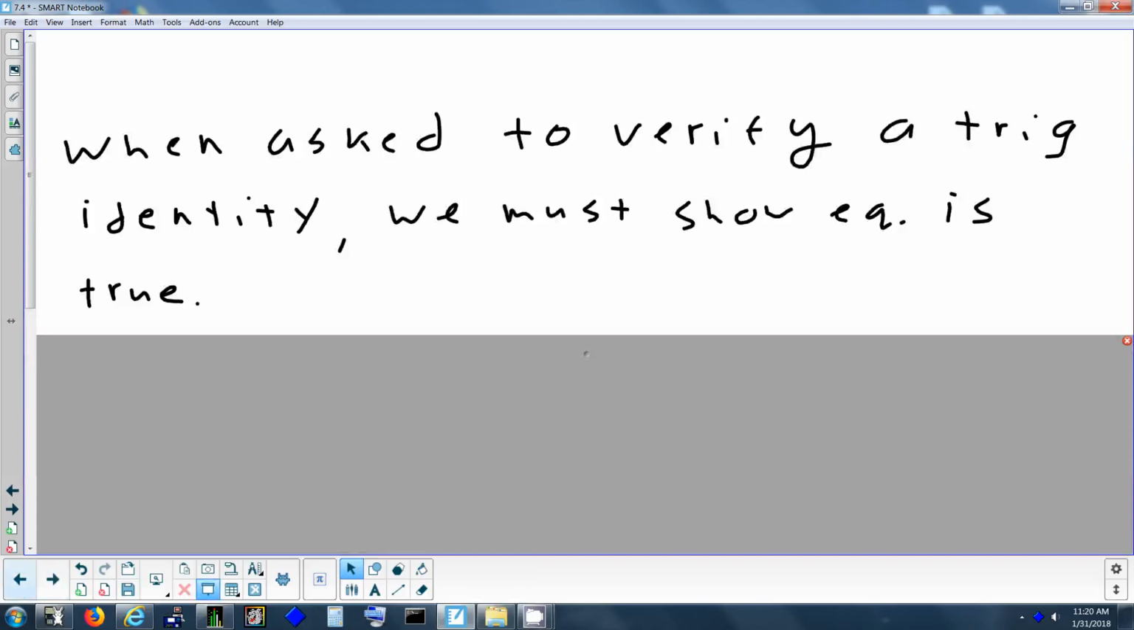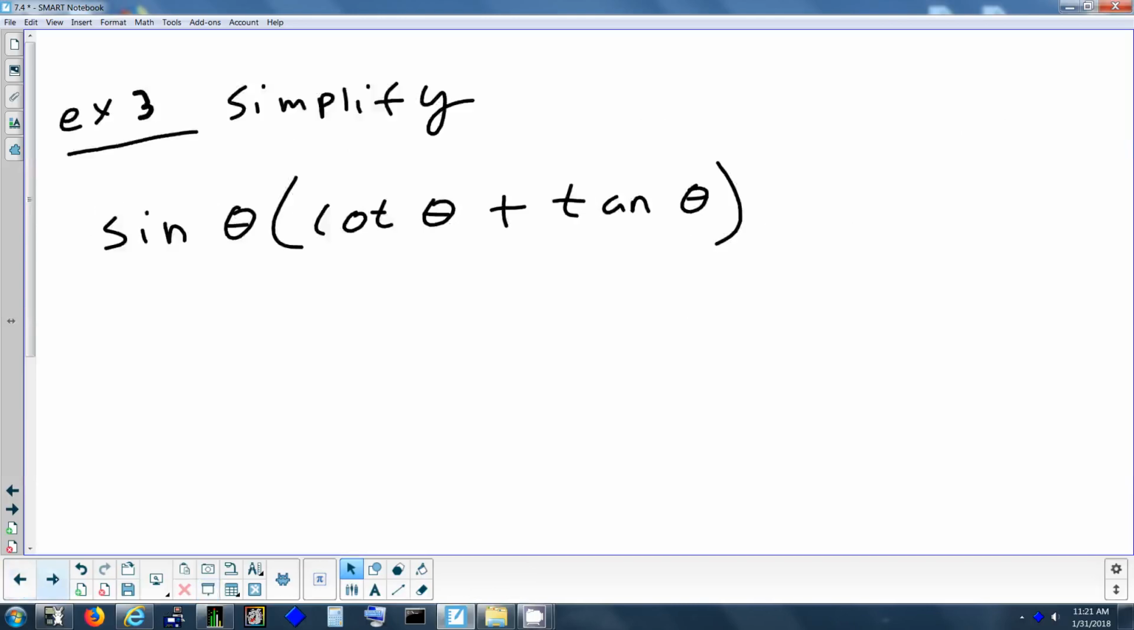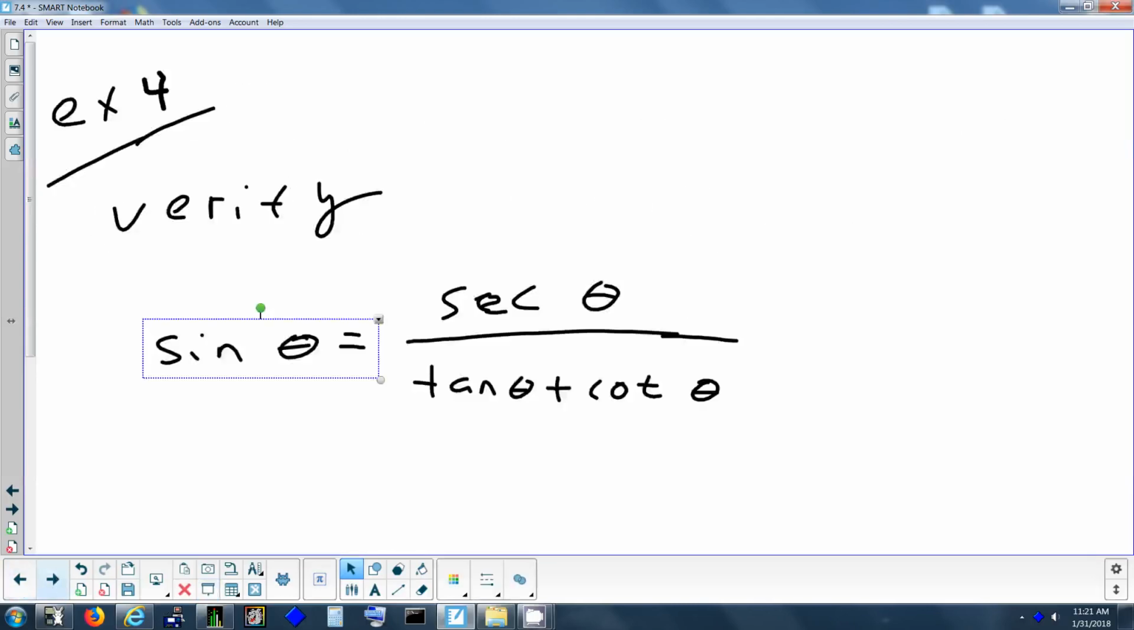Simplify, it's kind of open-ended. You get a problem, do as much as you can until you think you're done. Verify, they're going to give you a problem with an equal sign in it. That doesn't have an equal sign, that's not a verify. That has an equal sign, that's a verify. Okay.